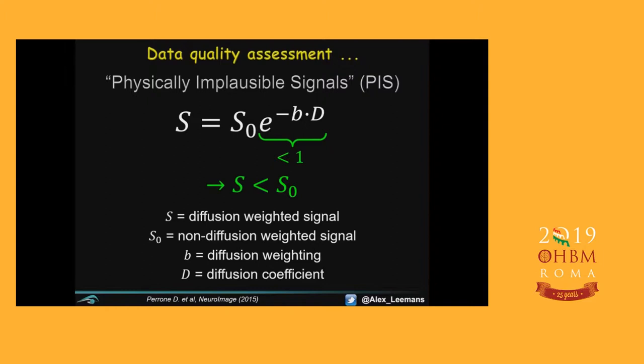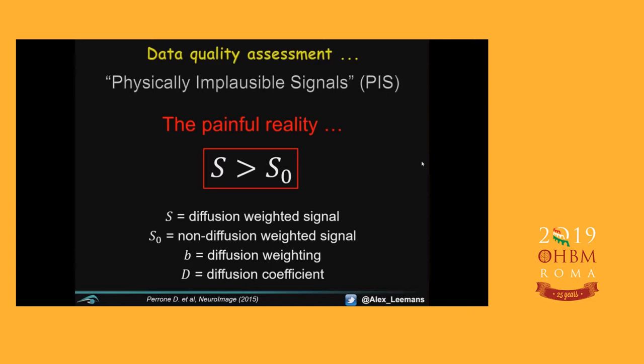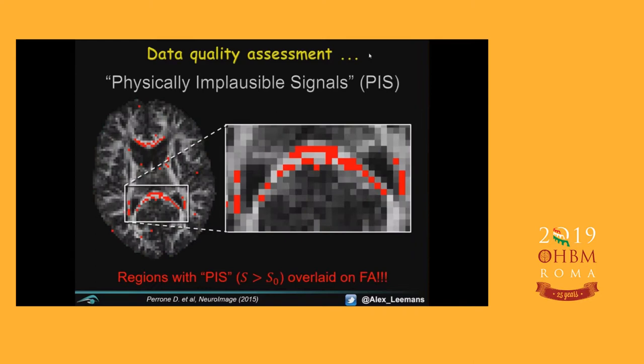That's what we expect. However, we do find areas in the brain where our diffusion-weighted signal is larger than the corresponding non-diffusion-weighted signal. And to me, that's physically implausible, right? So that signal is called PIS. Okay, let's go back to this one and overlay PIS on an FA map.